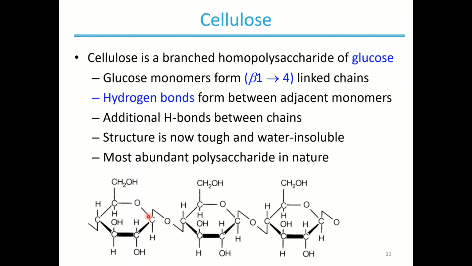This is where we get this funny picture. Remember, the beta anomer would have an OH group coming up on carbon 1. Carbon 4 has the OH group pointing down, so when we make this glycosidic bond, we show one going up here and one going down, so it looks kind of like an N almost. So this is a beta 1 to 4 linkage.